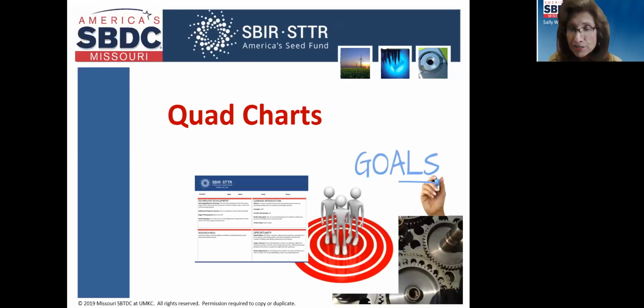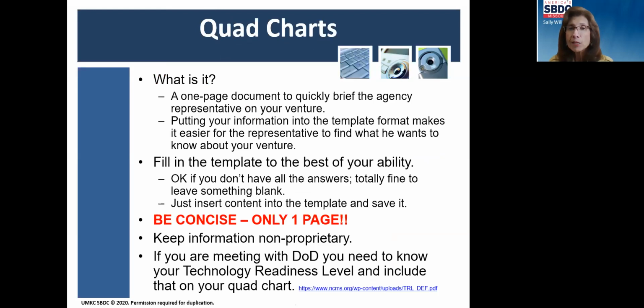So, quad charts. Okay, so what is a quad chart? It's a one-page document, and the purpose is to help you quickly and succinctly explain your idea and your company to an agency representative. Now, I call them agency representatives throughout. The other thing that's kind of funky is that every agency has a different title for these people. I frequently use the title program officer, and they are called all different kinds of things.